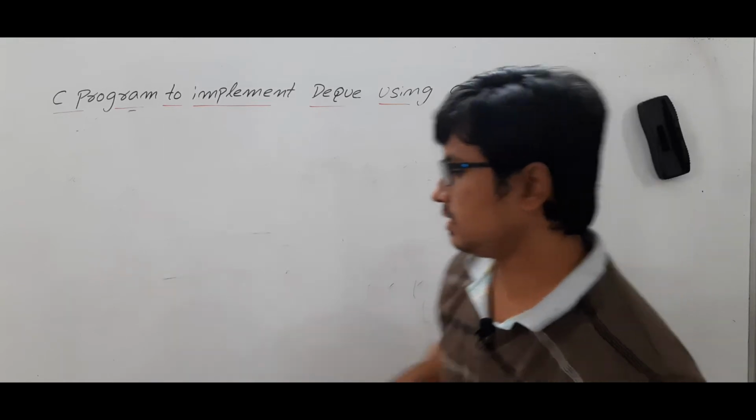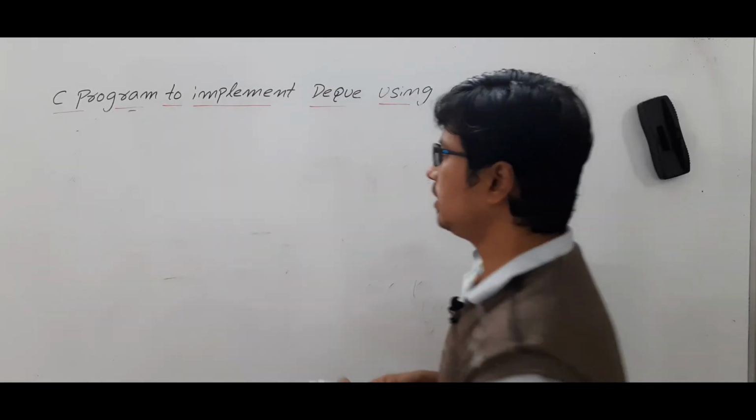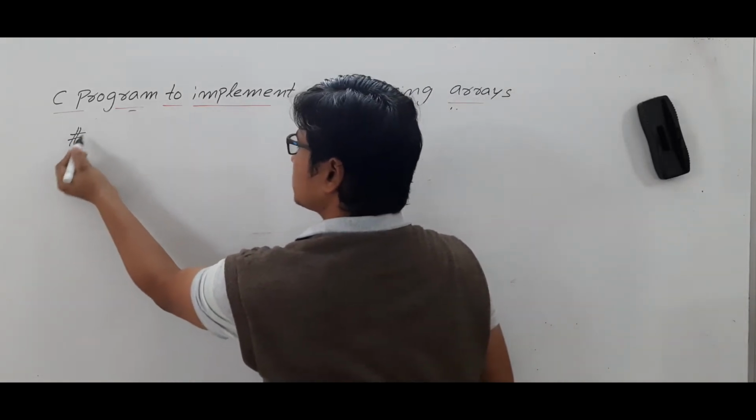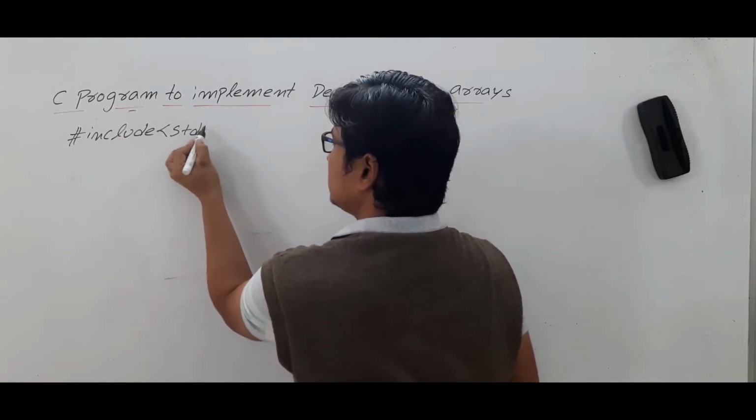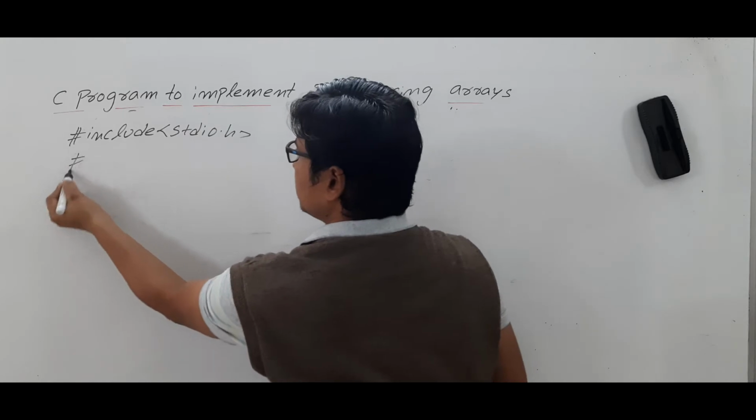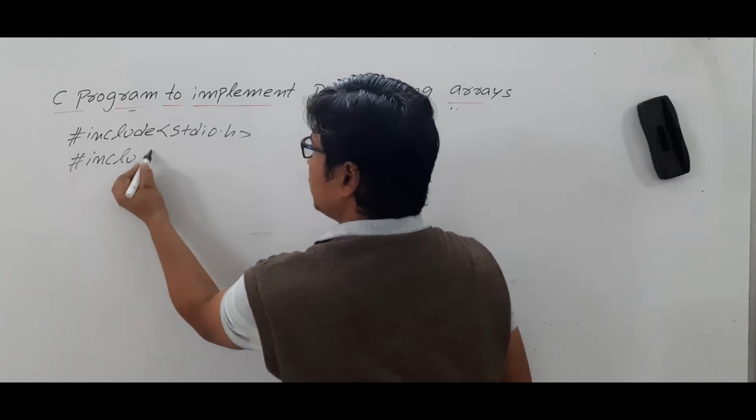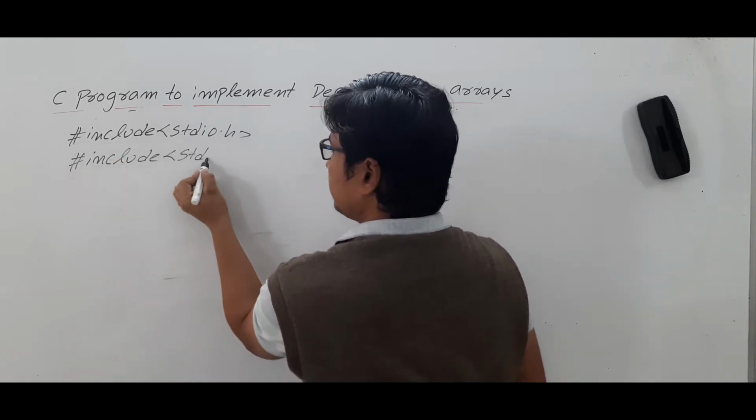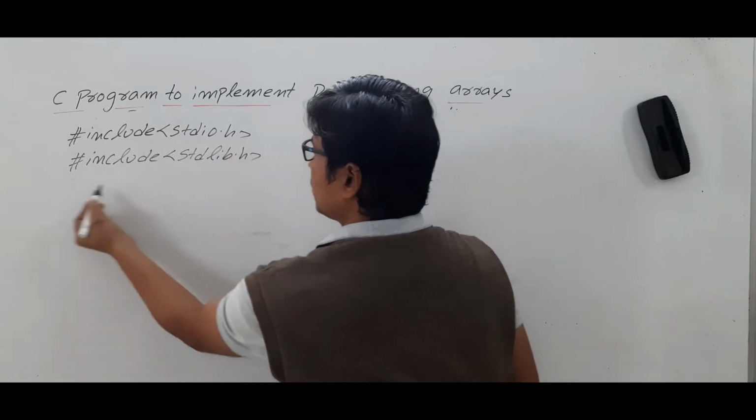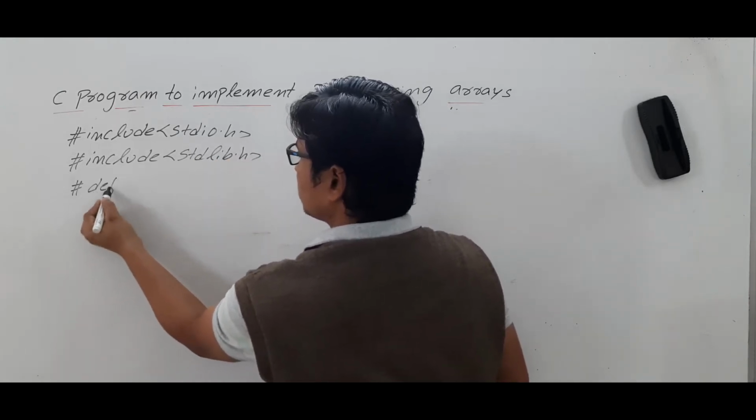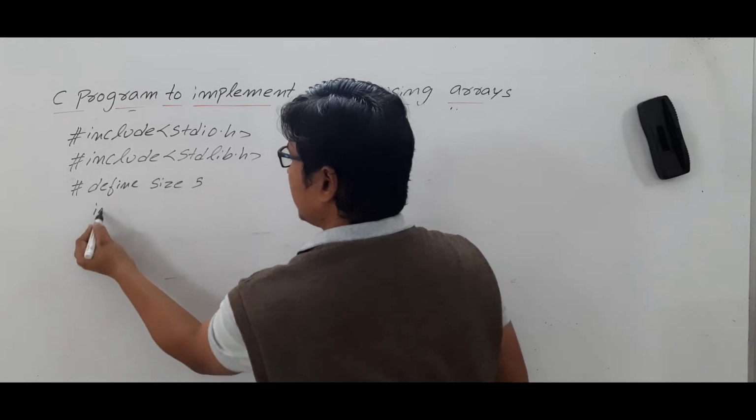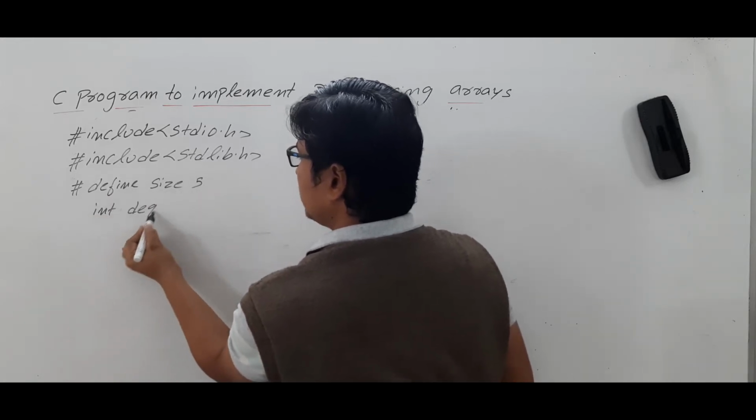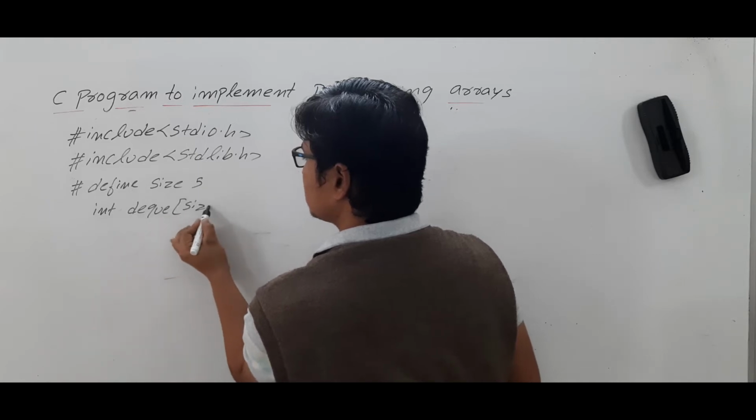Okay, is it clear? Now let me include the header files: #include stdio.h, #include stdlib.h. Then I will define a macro, SIZE, with constant 5. Then I will declare an array called dequeue of size SIZE.